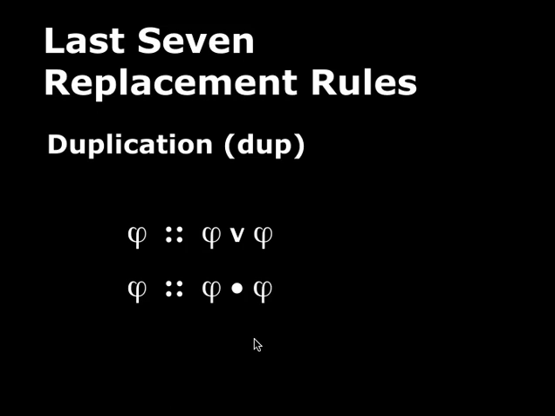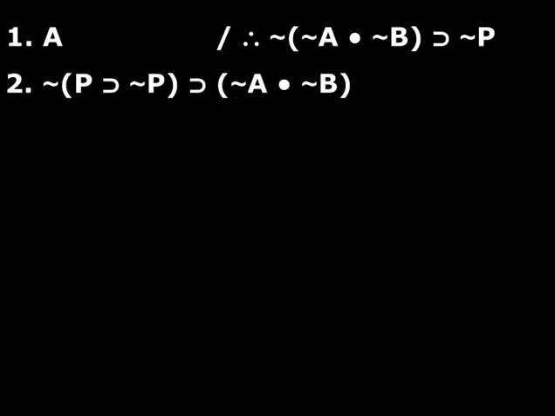Now you can see here again, there's a lot of redundancy in these rules. So for instance, I could go from this to this by duplication. I could also use the rule of DI to go from this to this. I can go from this to this by duplication. I can also go from this to this by simplification. So there's redundancy in our rules. Well, anyway, now we've got all 10 replacement rules introduced. So let's work through some examples.